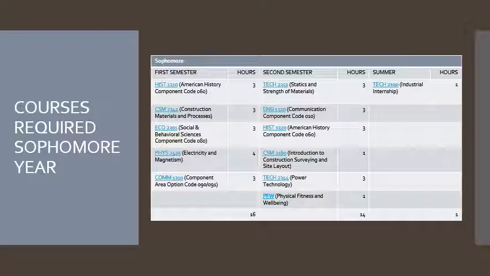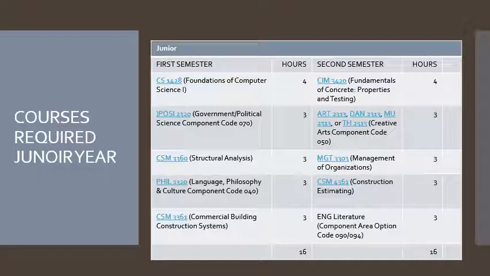And over the summer, you will have an industrial internship with supervised experimental learning courses in various technical disciplines. The classes you will take junior year are Foundations of Computer Science, where you get an introduction to computer science, Government and Political Science, Structural Analysis, Language and Philosophy, and Commercial Building Construction Systems.